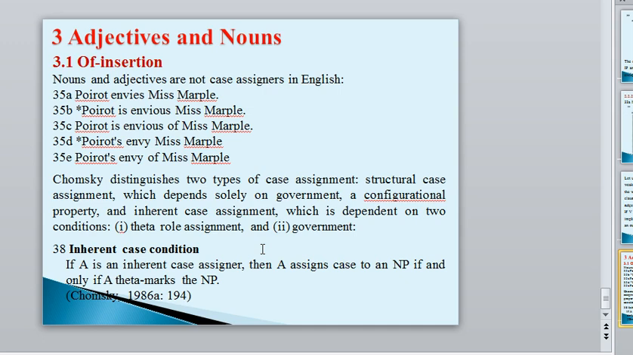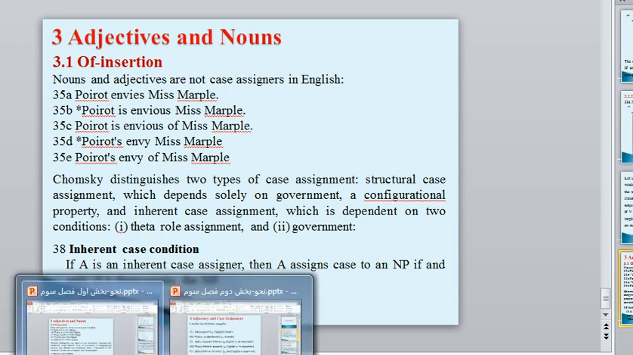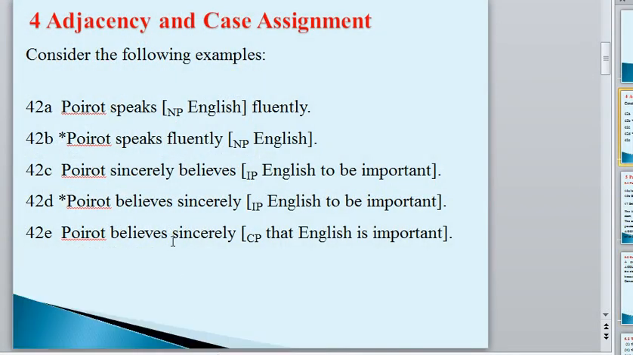Then we talk about small clauses, where, as I told you, the head of the small clause is too weak to assign case, so the verb before the subject can assign it a kind of accusative case. Then at last we talk about adjectives and nouns. As I told you, nouns and adjectives are not case assigners in English. So in these sentences we add a preposition, of, assigning case to the NP beside this preposition. So this is again about the case assigning system.